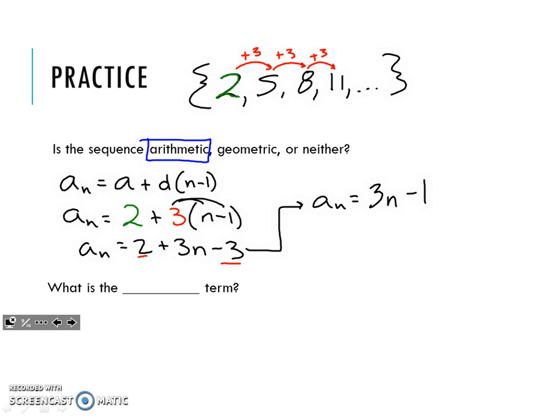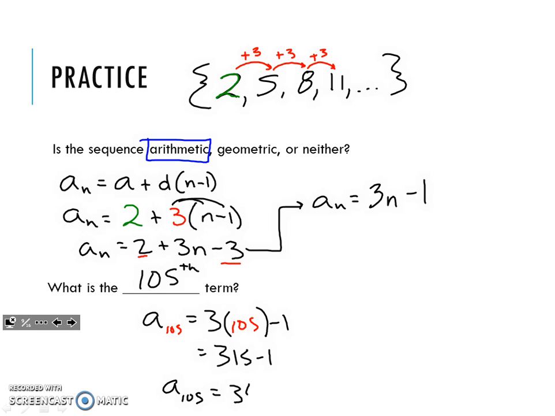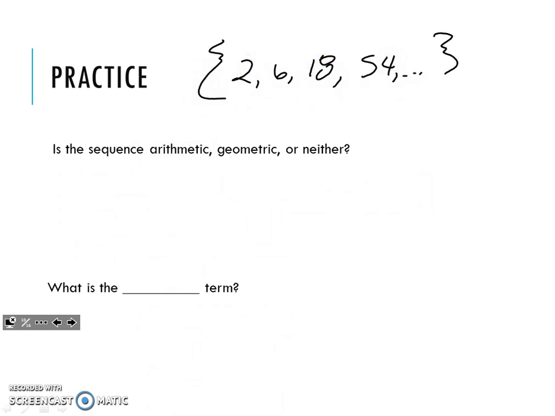I can use that to find any term I'm looking for. So if they ask me to find the 105th term, all I need to do is plug in 105 for n. So I'm going to have a sub 105 equals 3 times 105 minus 1. 3 times 105 gives me 315 minus 1. So the 105th term is going to be 314. Okay. Next example, pause video, take a sec to write it down.